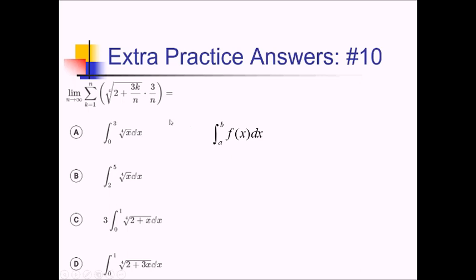So the a value is generally whatever is being added to the something times k over n term in here. In this case, that's 2. So we're starting with an a value of 2. This is our left endpoint.